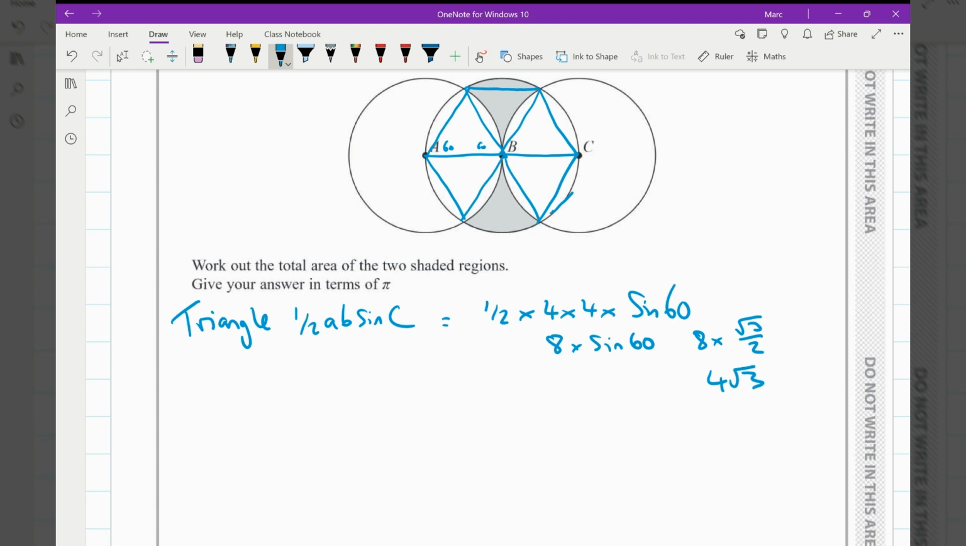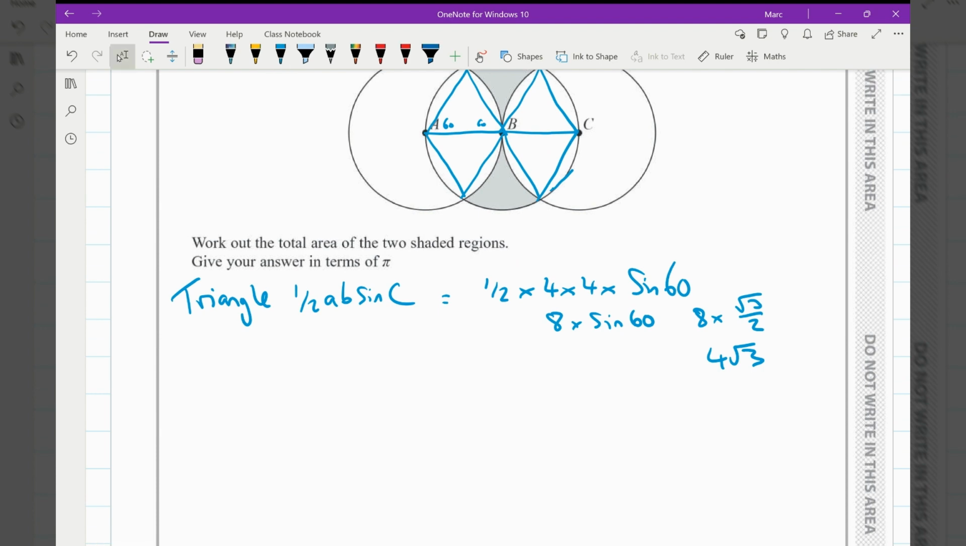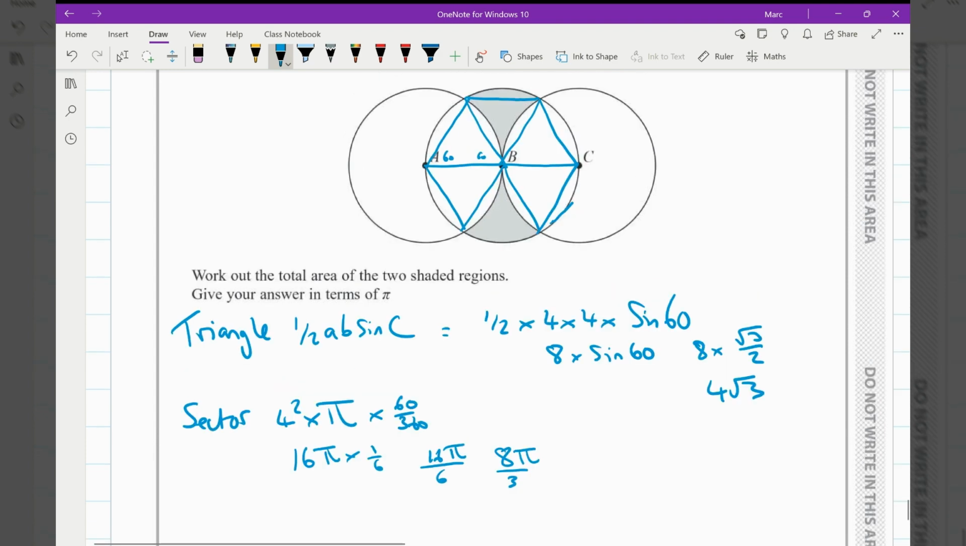Okay, the area of that sector. So the area of the sector is going to be 4 squared times by pi. And then we want 1/6 of it, which is sort of the 60 over the 360. 16 pi times by 1/6. So this is 16 pi over 6, which is 8 pi over 3. So 8 pi over 3 is the area of that sector.